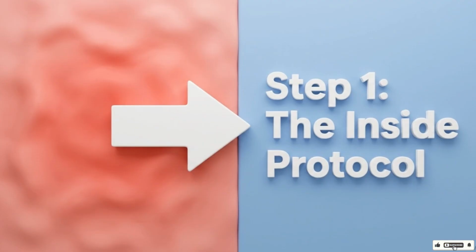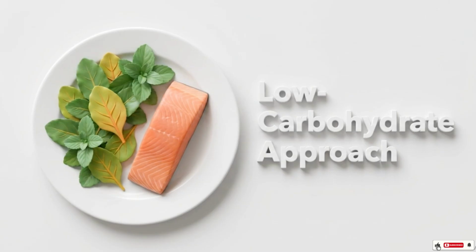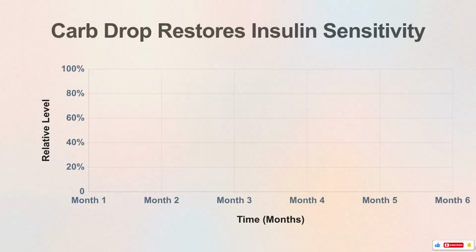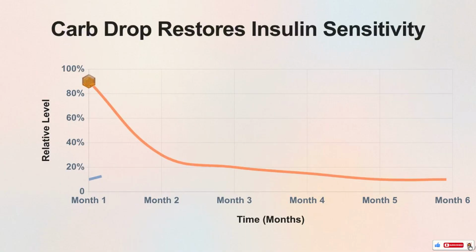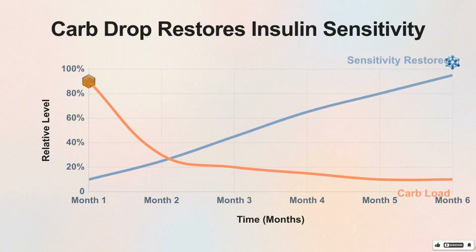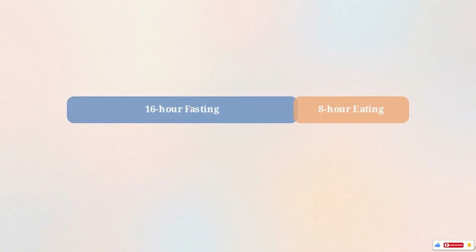Step 1 is to change the internal environment by reversing insulin resistance through specific dietary interventions. The most direct method is reducing carbohydrate intake to fewer than 50 grams per day. Lowering carbohydrates forces circulating insulin levels to drop, allowing the body to restore its natural insulin sensitivity over time. Pairing this with a 16-hour fasting window triggers a process called autophagy. This is a cellular recycling mechanism that clears out damaged proteins and has been shown in research to play a direct role in reactivating dormant hair follicle stem cells.